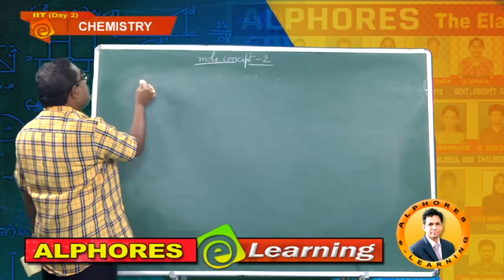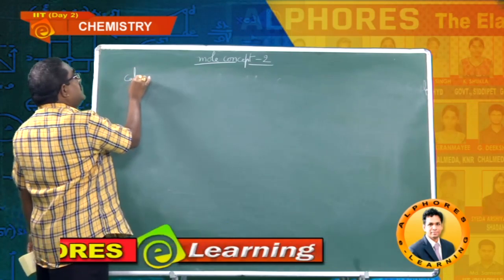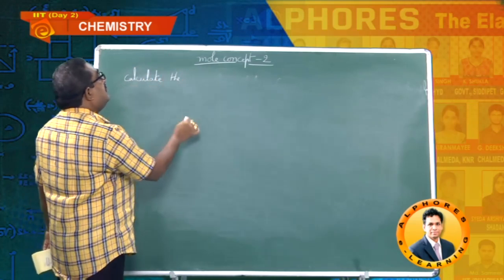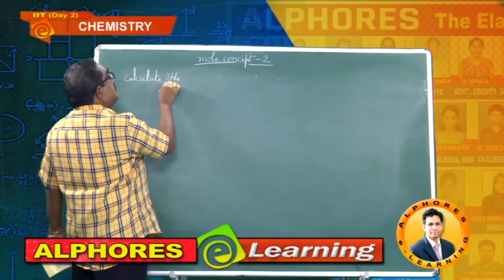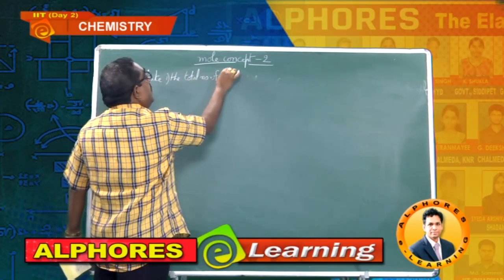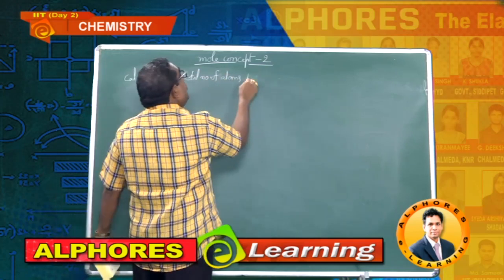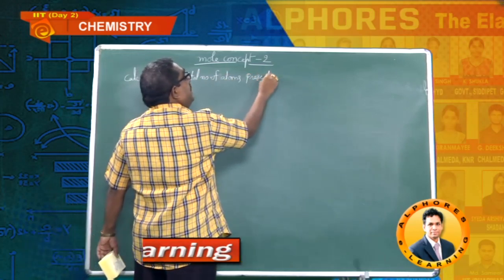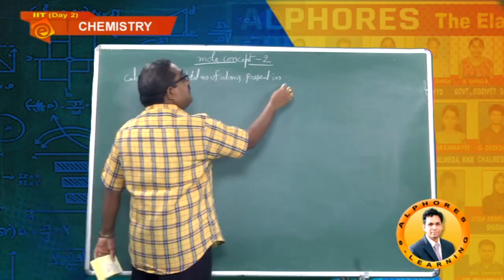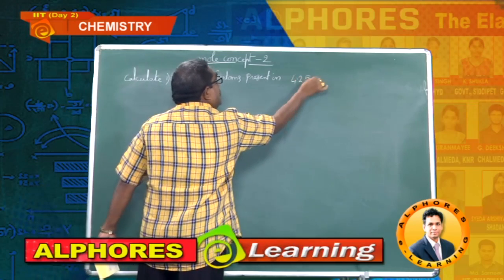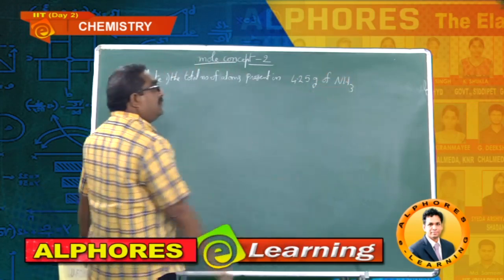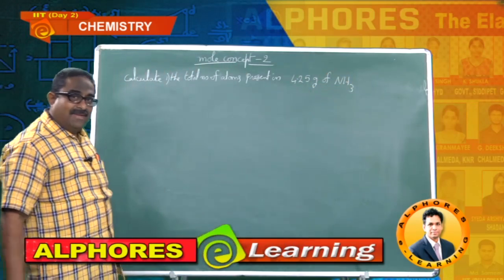Okay students, now I am going to give one more question to you. Calculate number 1, the total number of atoms present in, write down along with me, please write down the students, present in 4.25 grams of ammonia. 4.25 grams of ammonia.